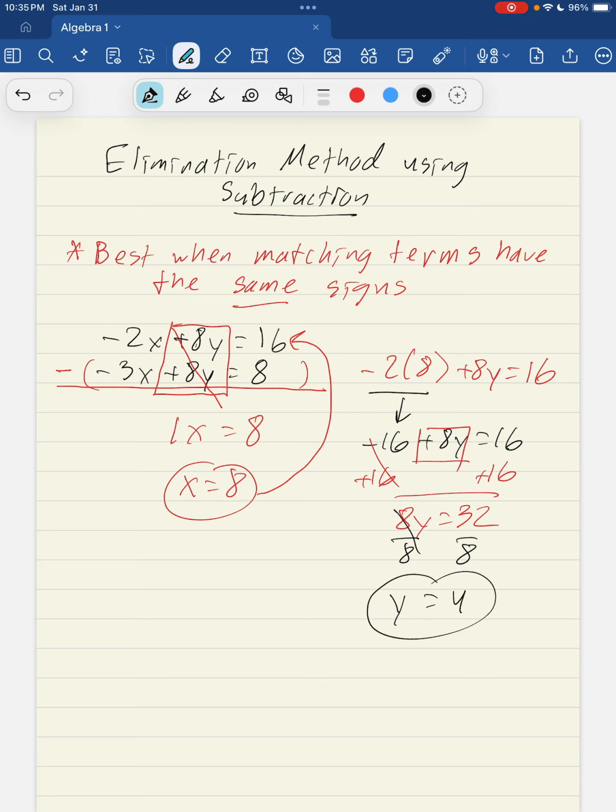Are we done? Almost. We have to put our answer in terms of an ordered pair. X first, remember x, y. So it's going to go (8, 4). Hooray. Let's do one more.